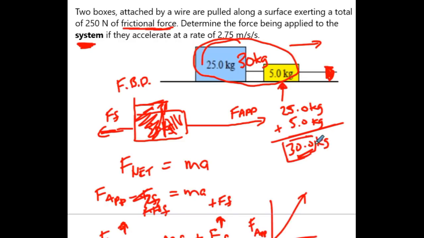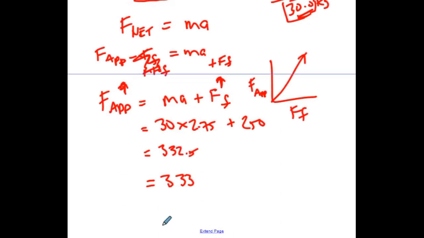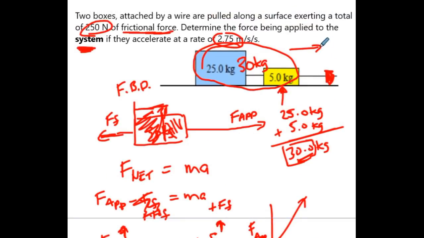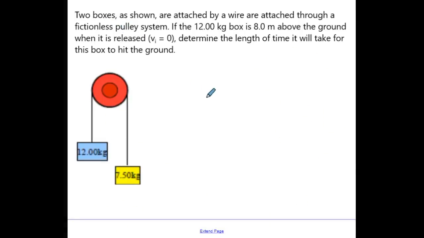The total used was 30 kilograms, so that has 3 sig digs. This one had 3 sig digs, this had 3 sig digs. So let's make it 333 newtons, and I should even give it a direction. Let's say that we were pulling to the right, because it sure looks like in this diagram we're being pulled to the right. So, okay, pause, rewind, ask me questions. Otherwise, let's try the next example.